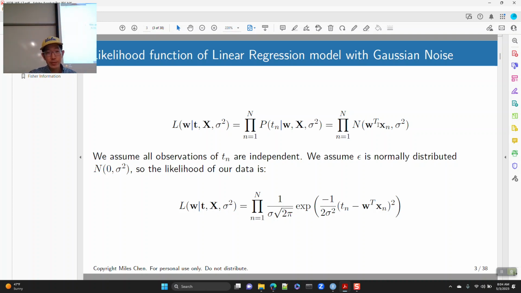And so if you do that, then you have the PDF of the normal distribution, and we said, what's the probability of getting each observation? We got n of these. We take the product of all of them because they're all independent of each other.